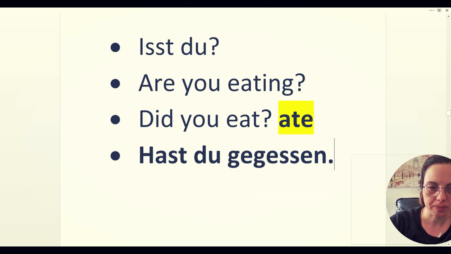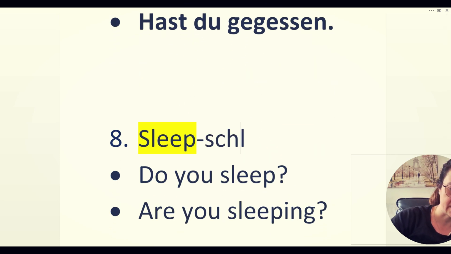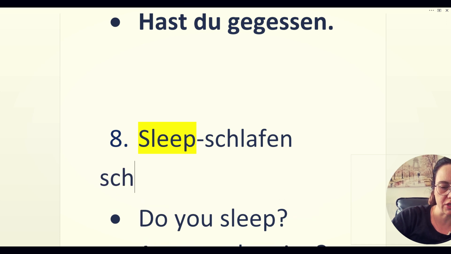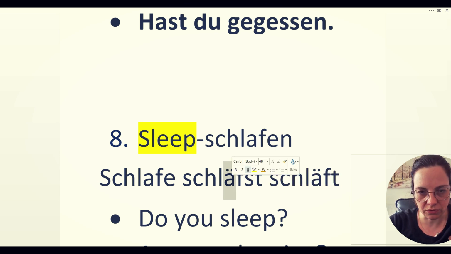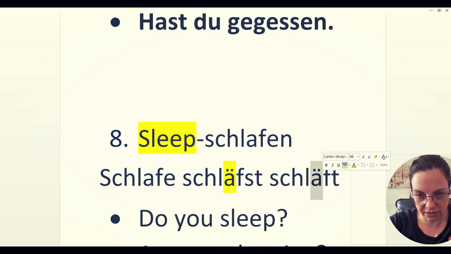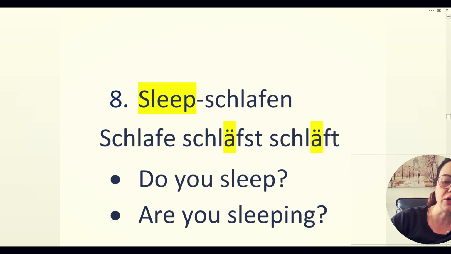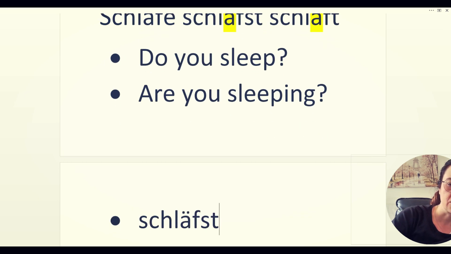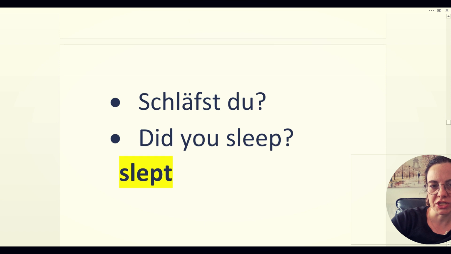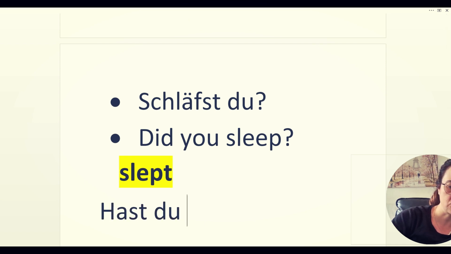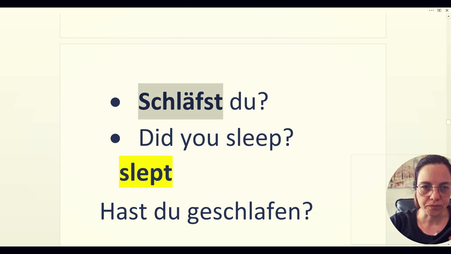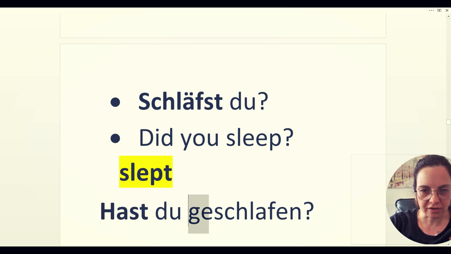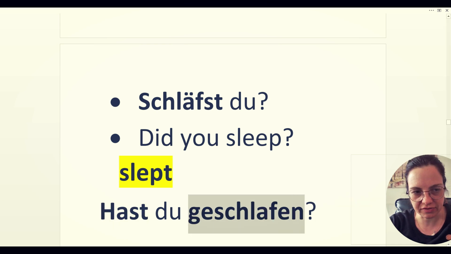Okay, essen. Then we have "sleep", and that's schlafen. Again, irregular. Ich schlafe, du schläfst, sie, es schläft. So we have this umlaut in the second and third person singular. So "do you sleep" or "are you sleeping" would be "schläfst du"? And "did you sleep"? Hast du geschlafen? Schläfst du? Hast du geschlafen? Hast du gestern gut geschlafen?